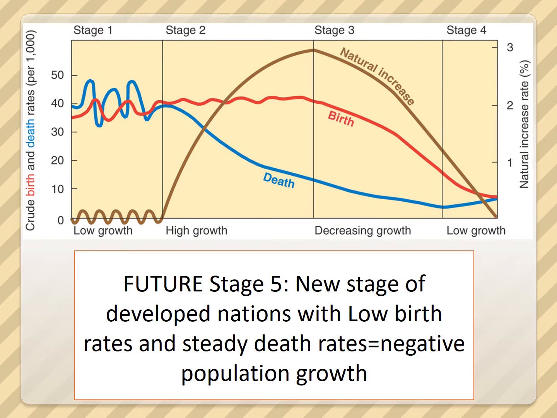Okay, in the future, we are considering adding a stage to this model, stage 5. New stage of developed nations with low birth rates and steady death rates, negative population growth. Some geographers say that there is a stage 5, that the UK, Germany, Italy, Spain, Portugal, Greece, Japan have already reached that and have the negative population growth. Graying population trends, the CBR would drop below the CDR, causing a population decline or a negative RNI.